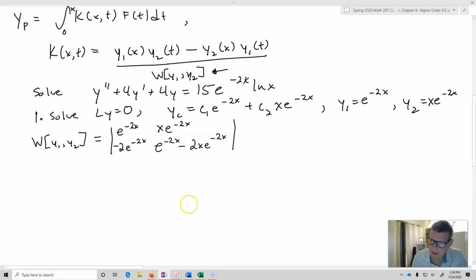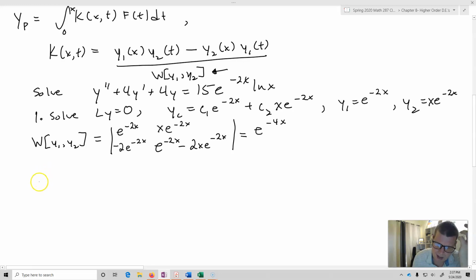And we'll find the determinant of that matrix, and that will end up equaling e to the negative 4x. You can pause the video for a second and go find that. It should just take you a second, or maybe more than a second, but not too much more. All right. Now I'm going to plug it into my k(x, t).